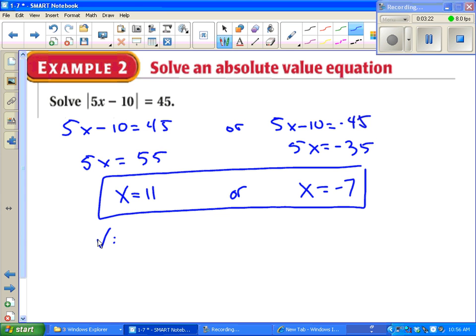So first we'll check the 11. Plug it into the original equation. 5 times 11 is 55, minus 10 is 45. Looks like it worked. Check the negative 7. 5 times negative 7 is negative 35, minus 10 is negative 45. Absolute value of negative 45 is 45, so it worked out.